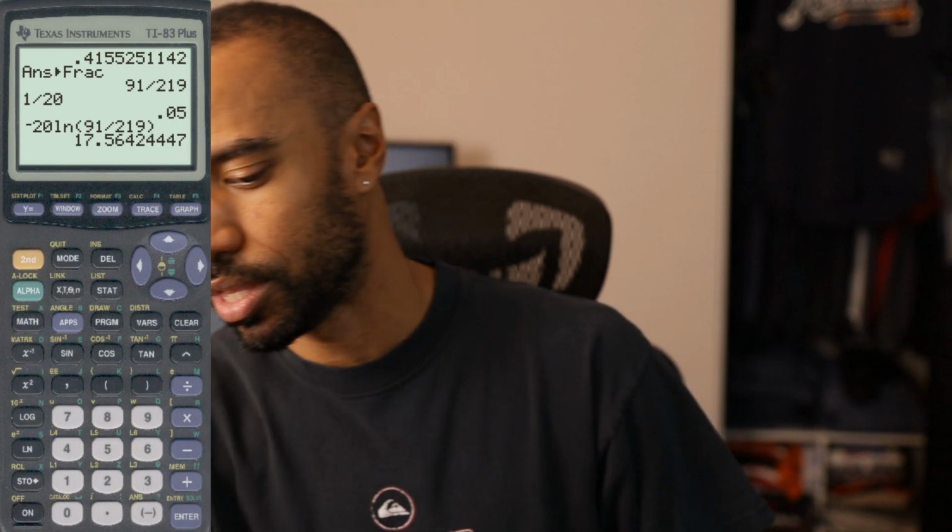Now I'm going to use a calculator to get the rest of it. So we get negative 20 times the natural log of 91 over 219. Now, is this the correct answer? I'm going to hope so. Can a shark live about 17.56 years? Sure. So how old is the shark? The shark is around 17, 18 years old. I'll say 17.6 years old. See, it was a positive answer as a result of everything that we did.